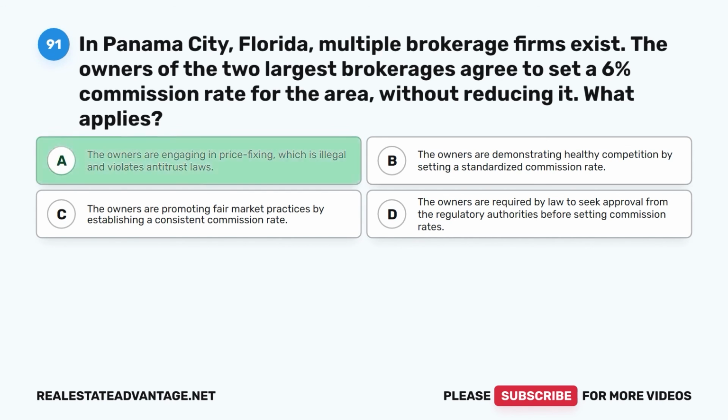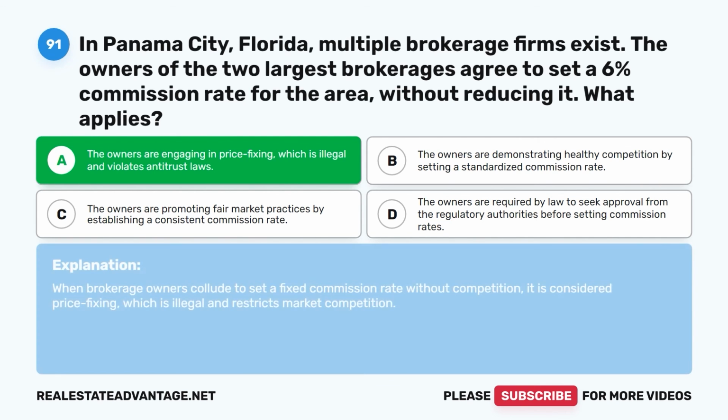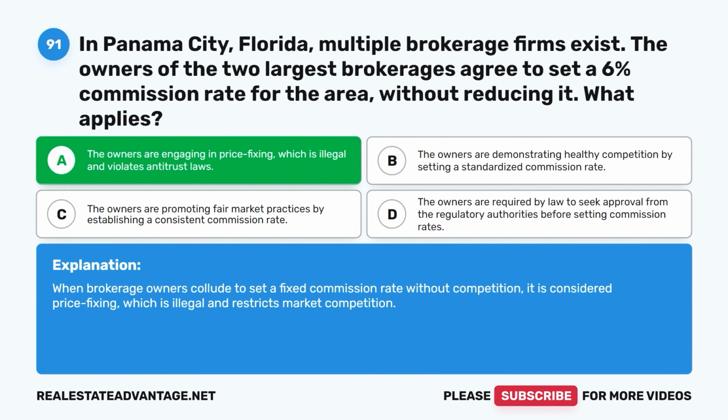The correct answer is A. The owners are engaging in price fixing, which is illegal and violates antitrust laws. When brokerage owners collude to set a fixed commission rate without competition, it is considered price fixing, which is illegal and restricts market competition.